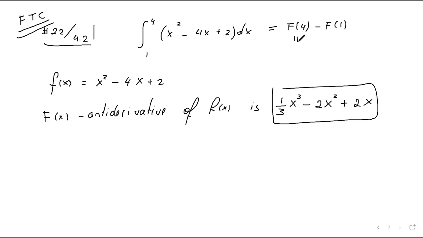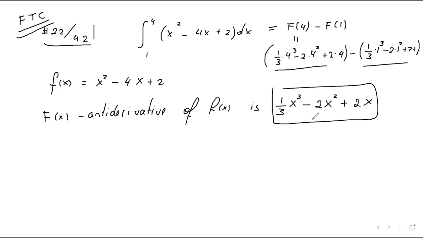And this really is equal to F of 4, which is 1/3 times 4 cubed, minus 2 times 4 squared, plus 2 times 4. Minus F of 1, which is 1/3 times 1 cubed, minus 2 times 1 squared, plus 2 times 1. So we just have to evaluate this function F at 4 and 1. When we calculate, this is going to be a bit of a calculation.